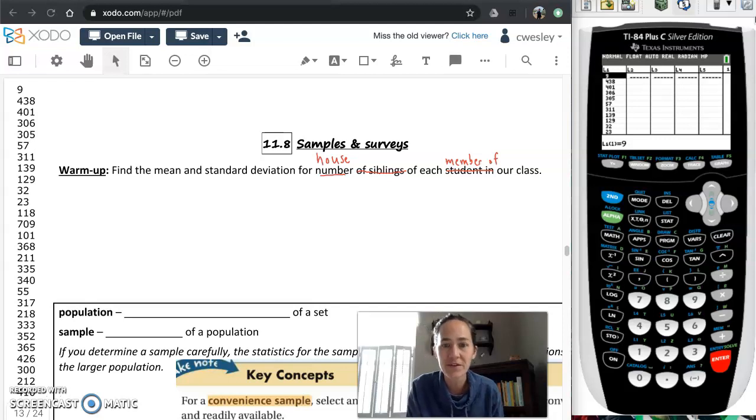Today's a big day because we've spent the past few lessons crunching a bunch of numbers, finding lots of statistics about sets of data, measures of center, measures of variation. We haven't paused for a second to talk about the ideology behind it.